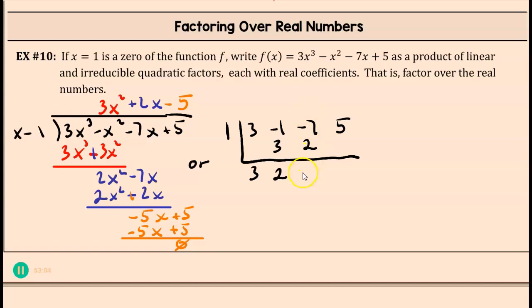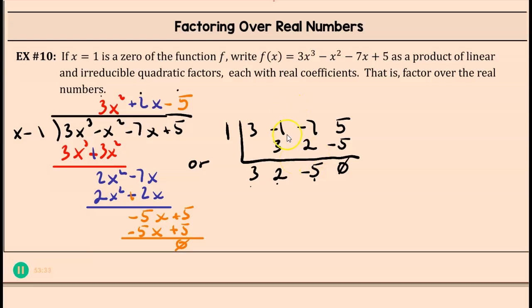Go ahead and add 5. And 1 times negative 5, add 5, is 0. Notice how we got the same 3, 2, negative 5. So we get the same solution, but boy, synthetic division is a lot faster, right? And you don't have to worry about subtracting a negative over and over and being very careful. This is a much cleaner way of doing it, and they're equivalent.